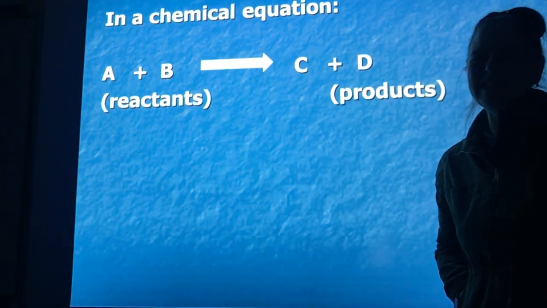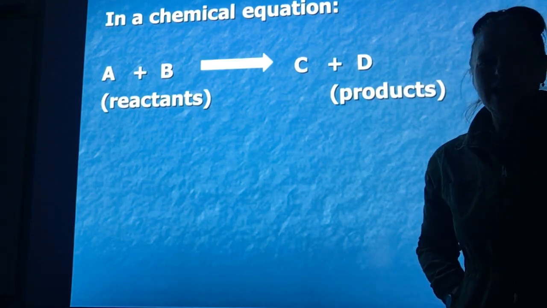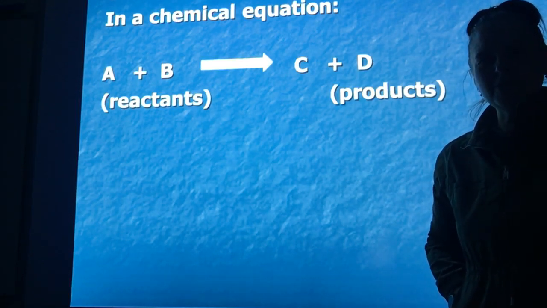Hello and welcome to our last lesson on the nutrition unit. We're going to learn about enzymes. So again, this is the last lesson. There's two lessons to enzymes.